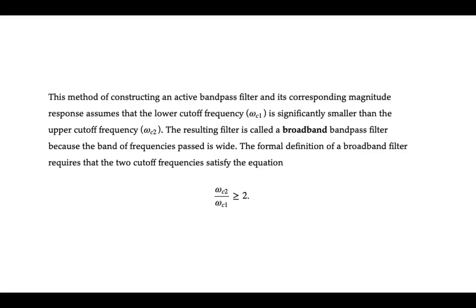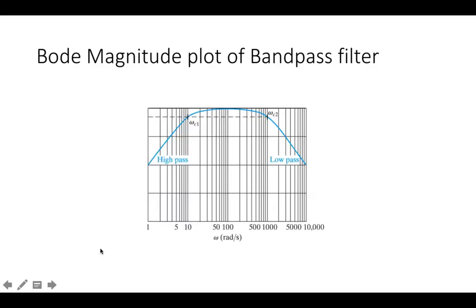Okay, a couple of things. First of all, when we build a filter like this, if we're going to design it by cascading a low pass and a high pass filter, it's important that we're building what is known as a broadband bandpass filter. And broadband is roughly defined as the ratio of upper to lower cutoff frequency having to be greater than or equal to 2. So in other words, your upper cutoff frequency needs to be at least 2 times as large as your lower. Now let's go back. So in other words, this needs to be a factor of 2 above this.